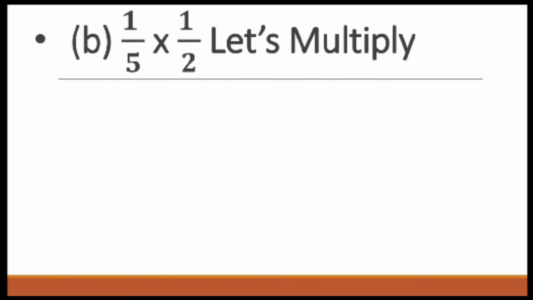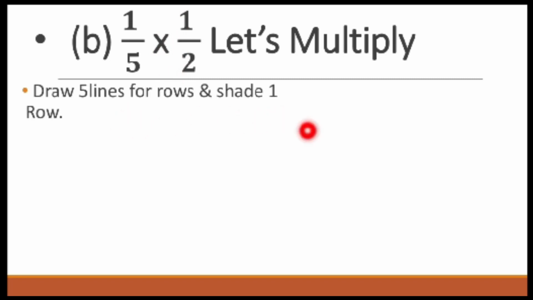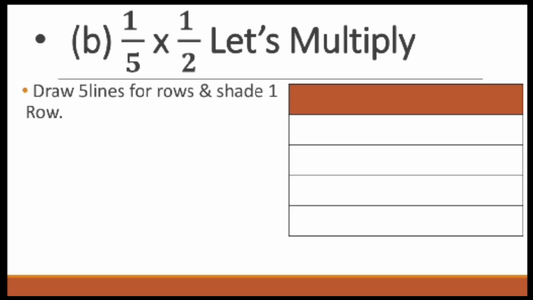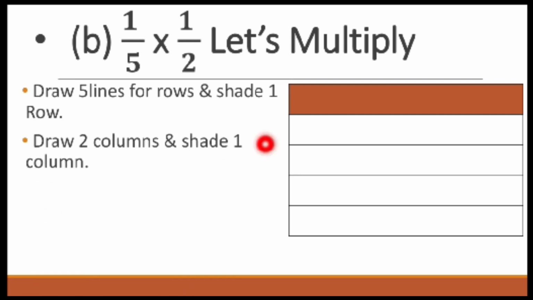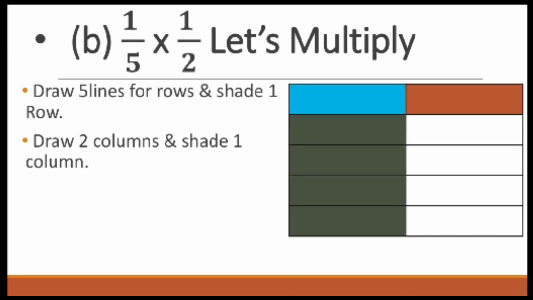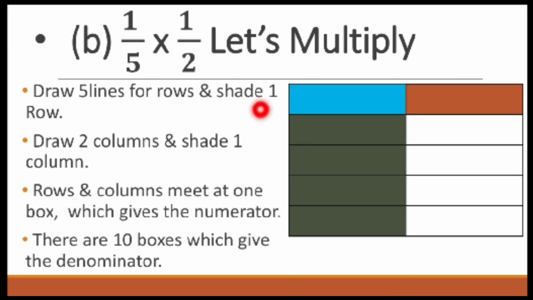Now question number B, 1 by 5 multiplied by 1 by 2. Here 1 by 5 shows the rows part and 1 by 2 shows the column part. So we will draw 5 lines for rows and shade one row. Now we need to draw 2 columns and shade one column. Now we can see that rows and columns are meeting at one box.